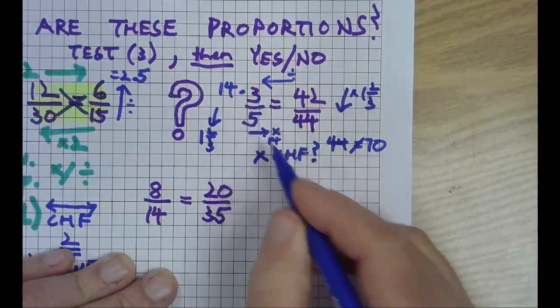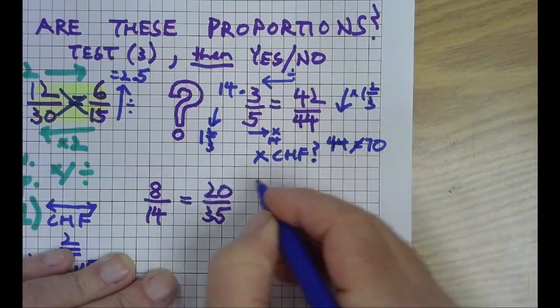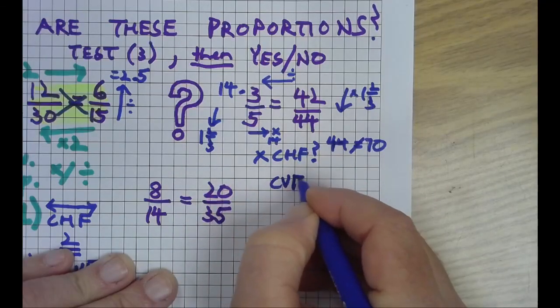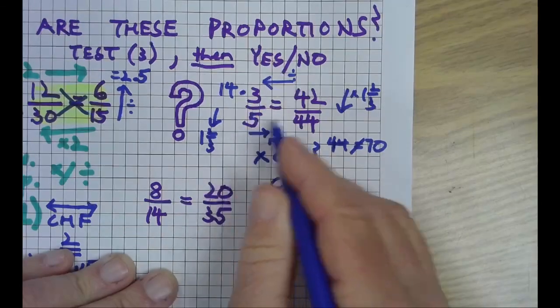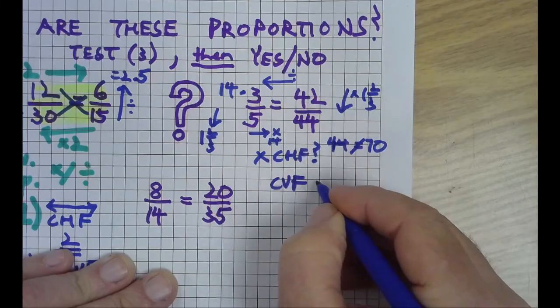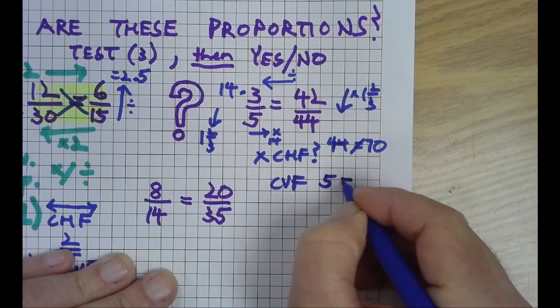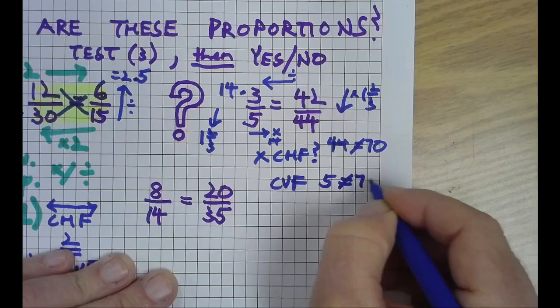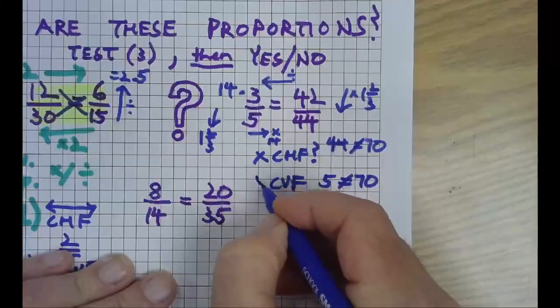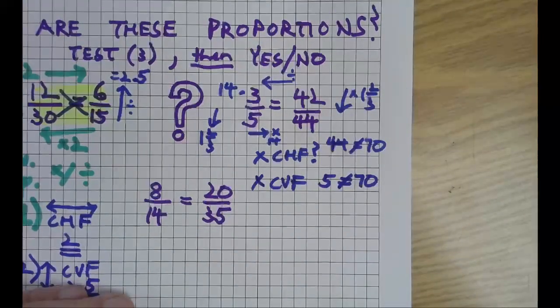So 1 2/3 works on this side, but definitely not on this side, because 5 does not equal 70. Or does it? I don't know. I think it does not.